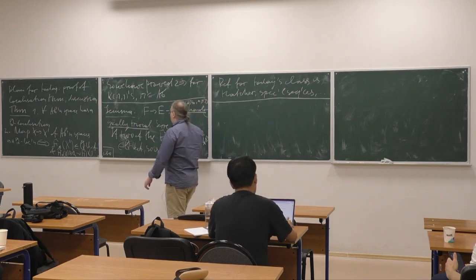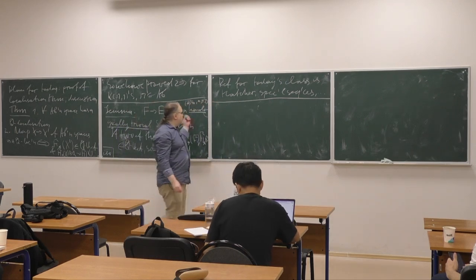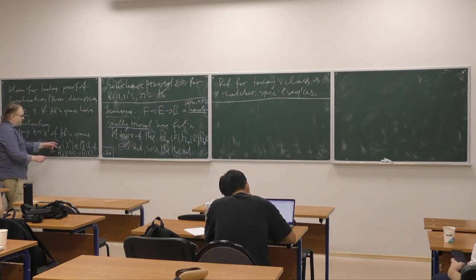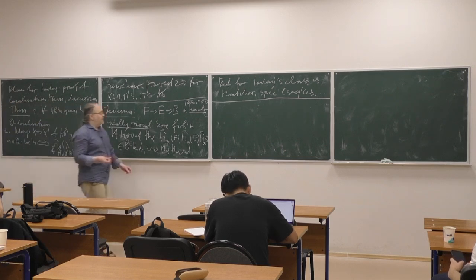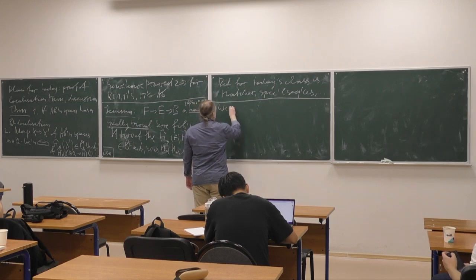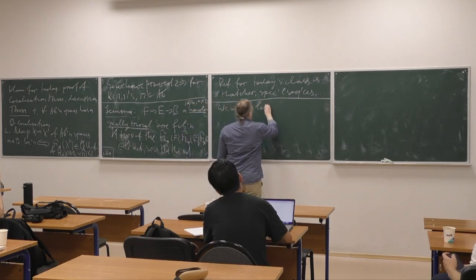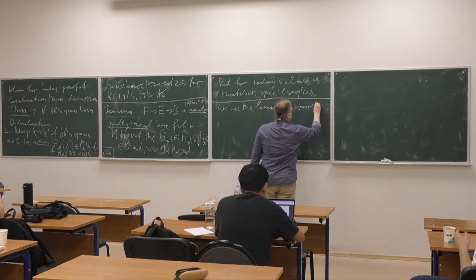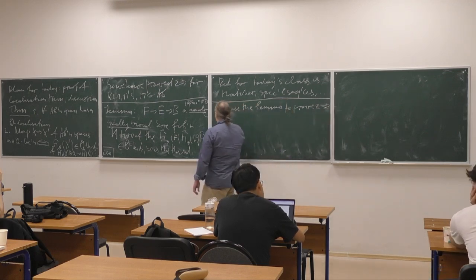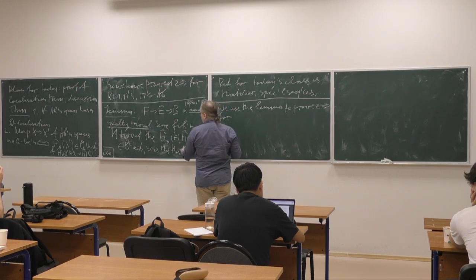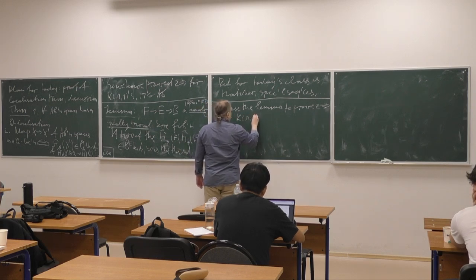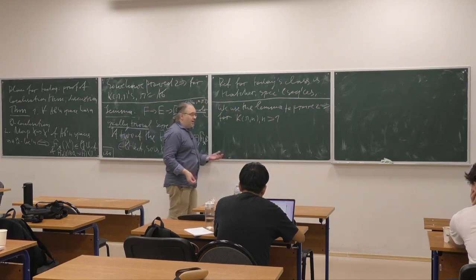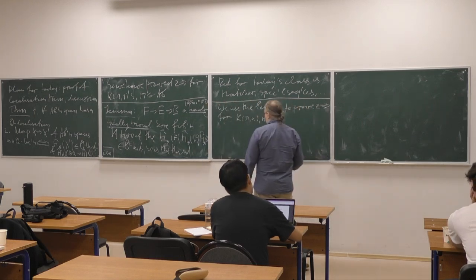Now, we use this lemma to prove this implication for K. To prove one half of part 2 for K(π, n) for n greater than 1, we use the path loop fibration.